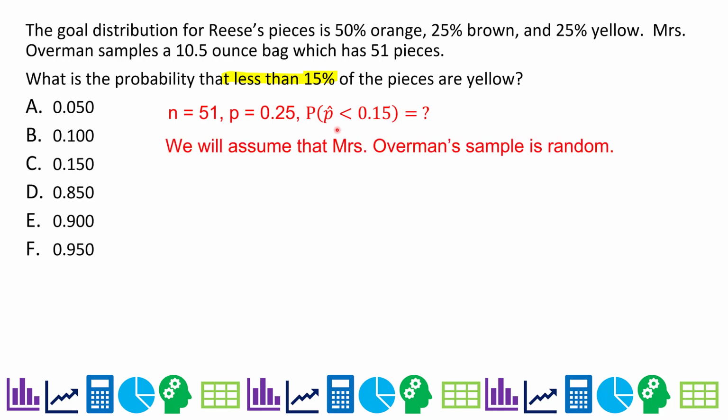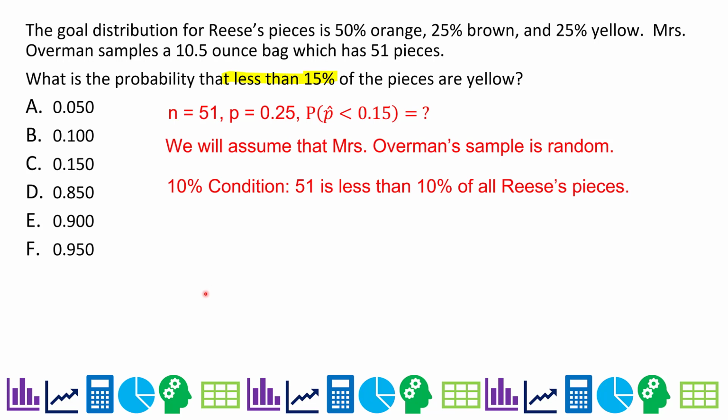So we're going to assume that Mrs. Overman's sample is random. It doesn't really say so, but if you can reasonably assume it, you can assume it. Assume Mrs. Overman knows how to take a sample, okay? The 10% condition, well, is 51 less than 10% of all Reese's Pieces? Yes, definitely. There are more than 500 Reese's Pieces.